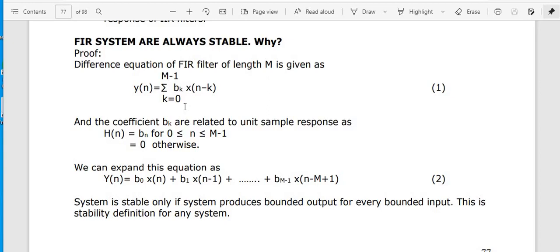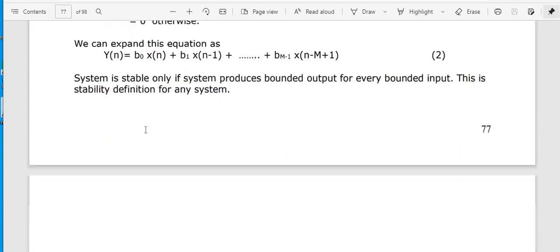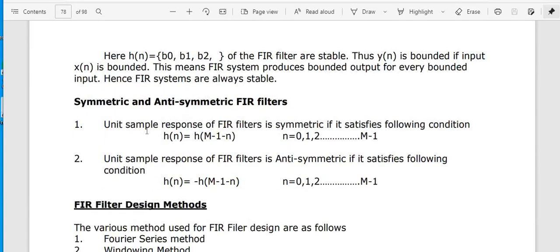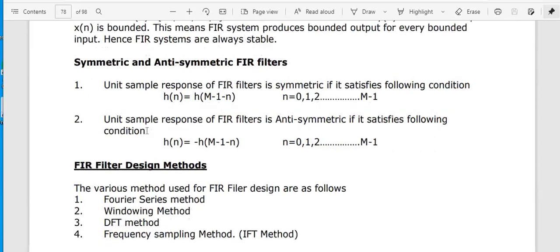We put the coefficient of b_k by using unit sample response, and then we found the expansion of it, then we can realize this function. Clear? The next property of it is what? Symmetric and anti-symmetric FIR filters.